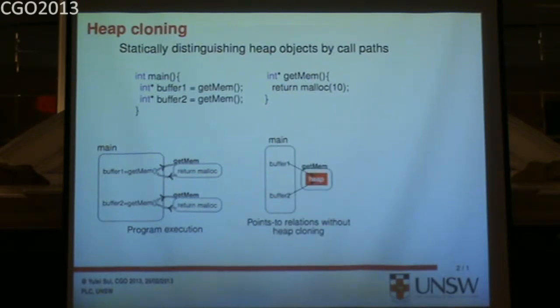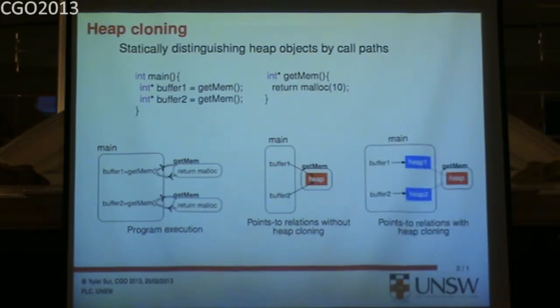In one extreme, we could assume these two pointers, buffer1 and buffer2, point to the same heap abstraction created at the allocation site. This analysis is fast but not precise, because these two buffers should refer to two different heap abstractions. This approximation is too conservative.